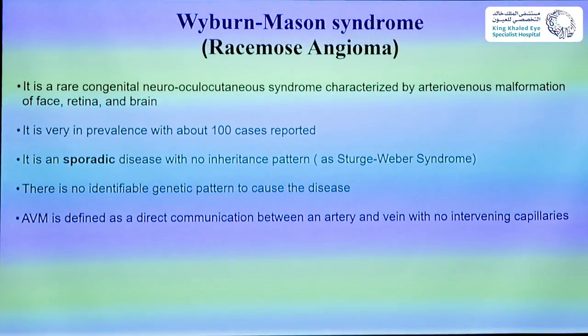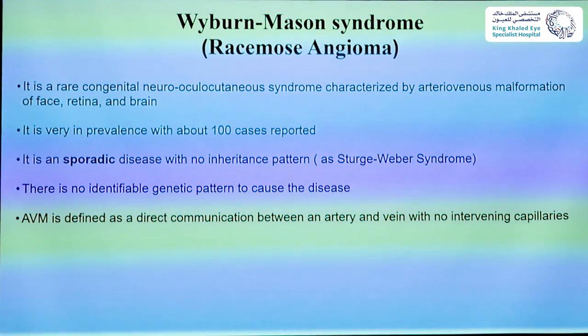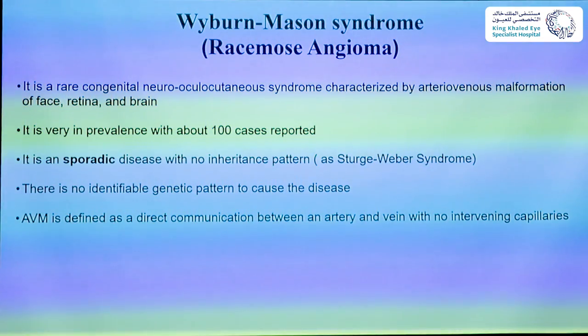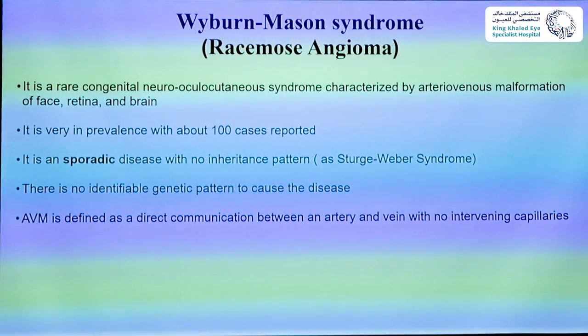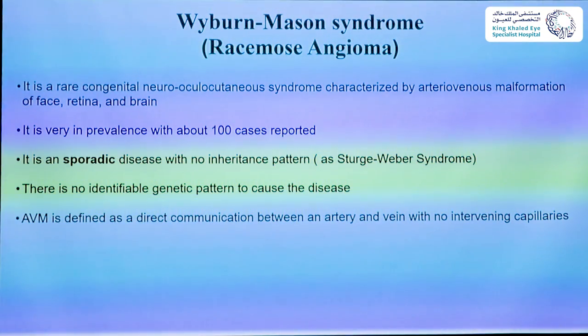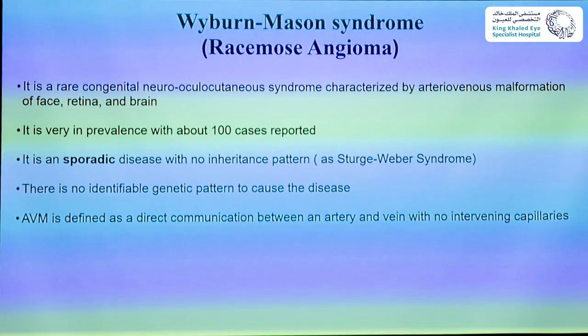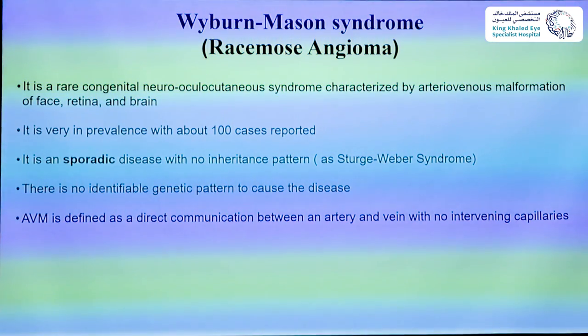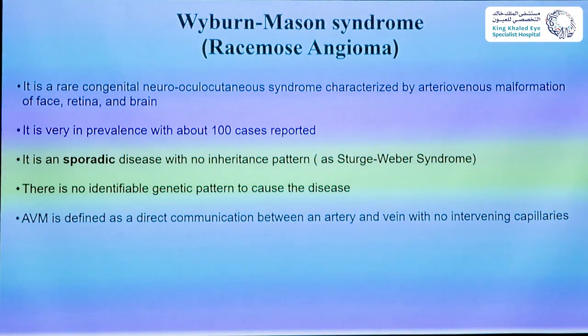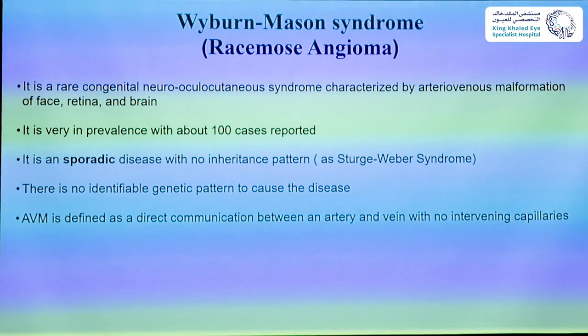So we have 15 minutes. I'm going to go quickly because we finished the characteristics of the typical lesions. Wyburn-Mason has in common with Sturge Weber that it's sporadic, and there is no genetic pattern that was found for this disease. So it's characterized by congenital lesion that is associated with arteriovenous malformation of the face, retina, and brain.